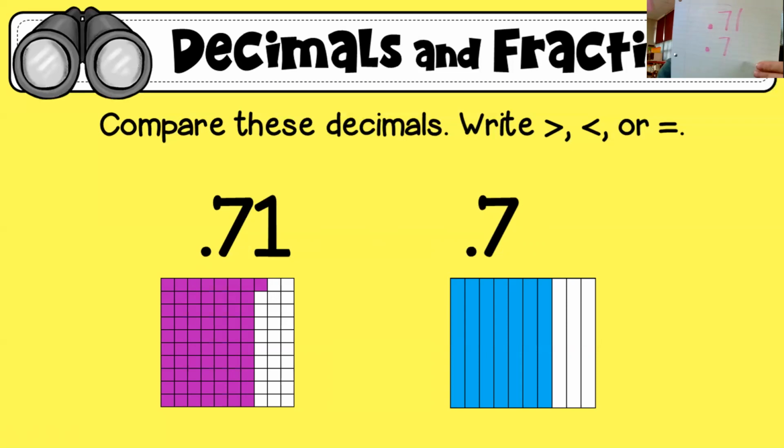So we move on over to our hundredths. We've got 1, and we don't have anything here. Now, when we don't have anything here, what can we use as a placeholder? Very good, a 0 as a placeholder. So we've got 1 compared to 0. Which one is larger? Very good. The 71 hundredths is going to be the larger decimal. So 71 hundredths is greater than 7 tenths. Good job, boys and girls.